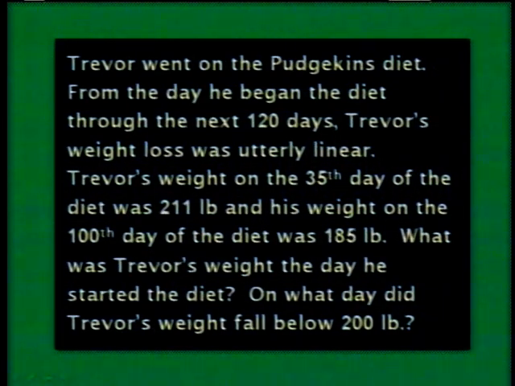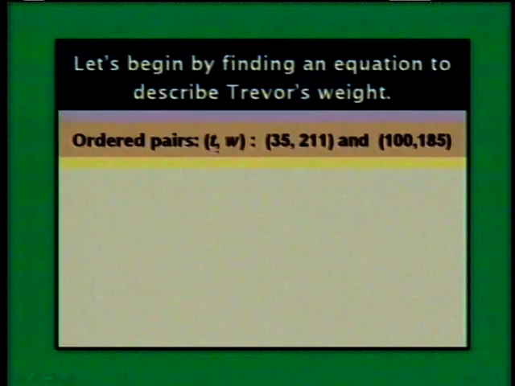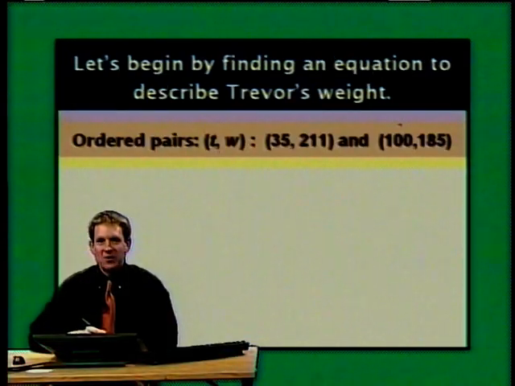I'm reading the problem, and the first time I'm seeing something that's going to give me a point on the graph is where it's saying that Trevor's weight on the 35th day of the diet was 211 pounds. That tells me W is 211 when T equals 35. On the 100th day of the diet, Trevor's weight was 185 pounds. That tells me that W equals 185 when T equals 100. So there's 2 points that are on this line. So we have two ordered pairs that are on our line. The ordered pairs (35, 211) and (100, 185).